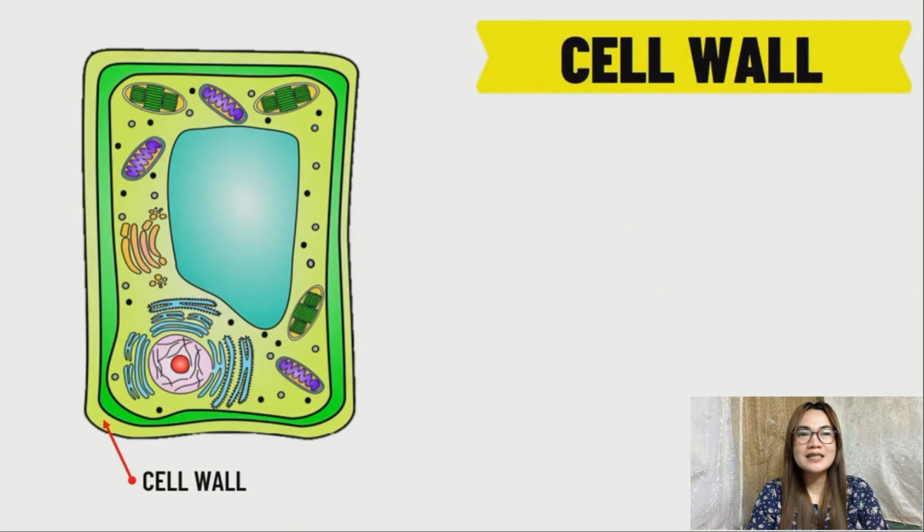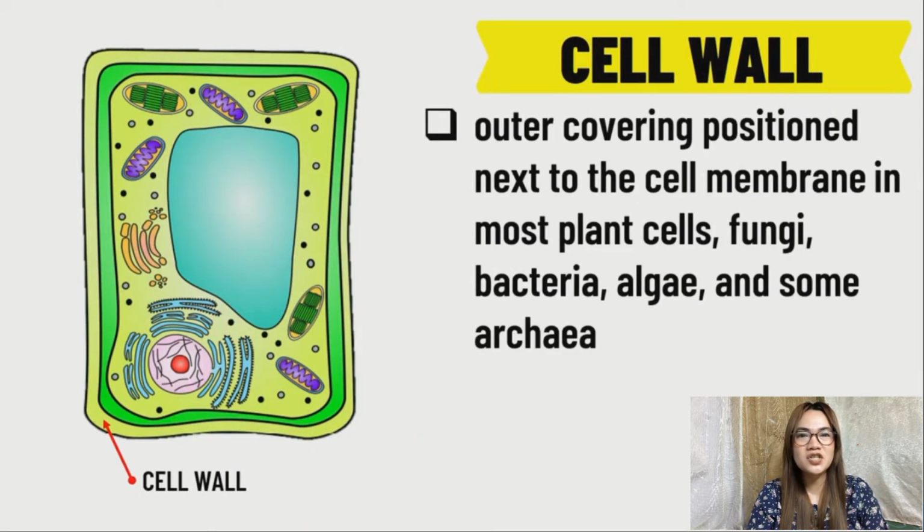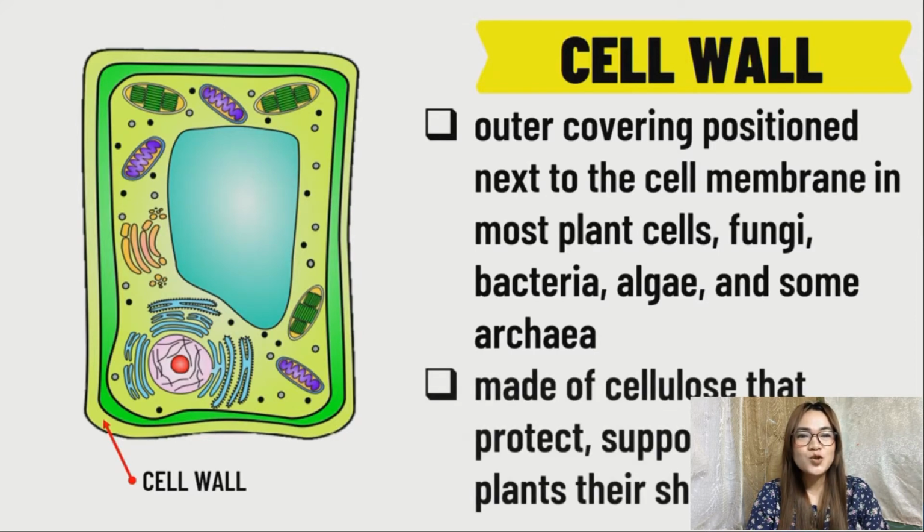The second is cell wall. Cell wall is the outer covering positioned next to the cell membrane. In most plants, fungi, bacteria, algae, and some archaea, plants have cell wall made up of cellulose that protect, support, and give plants their shape.